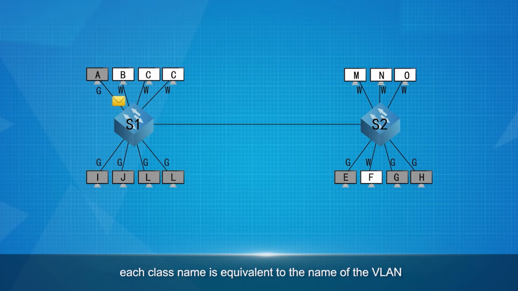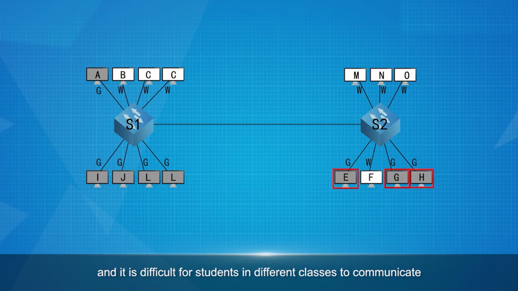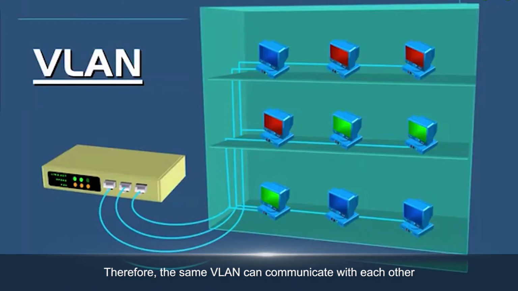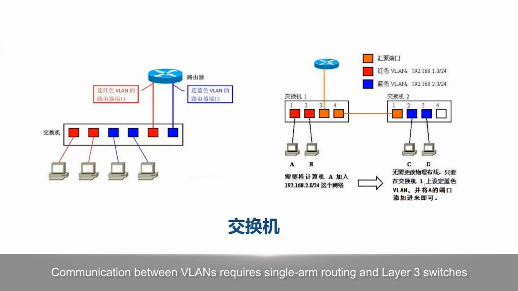Each class name is equivalent to the name of the VLAN, and the number of each student is the IP address. Classmates, IPs of the same VLAN, can communicate with each other, and it is difficult for students in different classes to communicate. Therefore, the same VLAN can communicate with each other. If different VLANs are not configured, they cannot communicate with each other. Communication between VLANs requires single-arm routing and layer 3 switches.